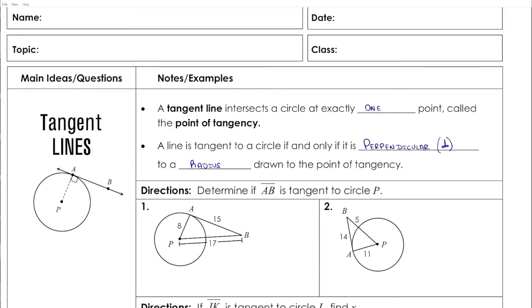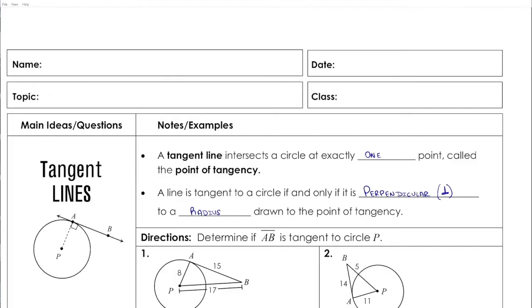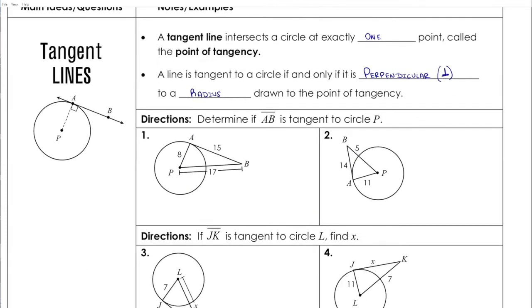So a line is tangent if and only if. What kind of statement is that? Biconditional, great answer, meaning it's true both directions. So if it's perpendicular, it's got to be tangent. Okay, so if and only if it is perpendicular to a radius, and both of them are drawn at a point of tangency. So our first example, we want to determine whether or not AB is tangent to circle P.